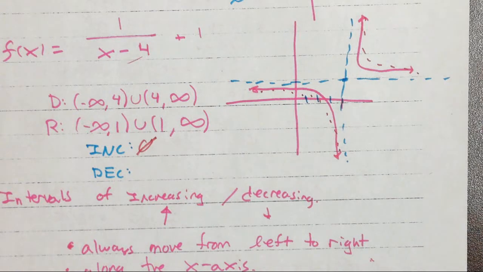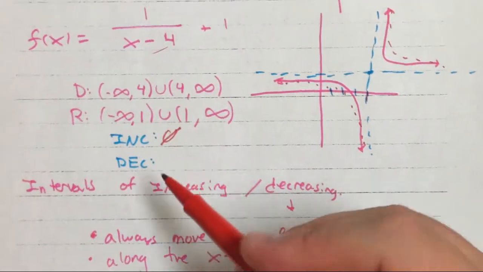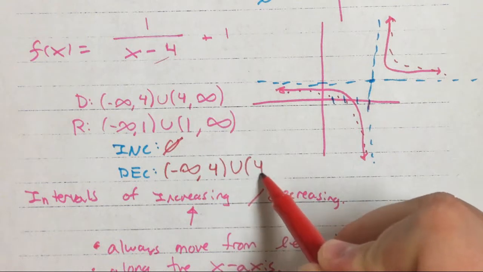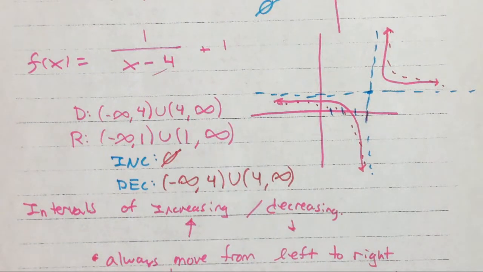Where does it decrease then? Negative infinity to infinity? No, that's just backwards. At 4, you still can't use the number 4. So for decreasing, it's going to be decreasing everywhere along its domain. So the decreasing is going to be the same as the domain. Make sure, even when you're doing intervals of increasing and decreasing, that you're not actually dividing by 0 or something.